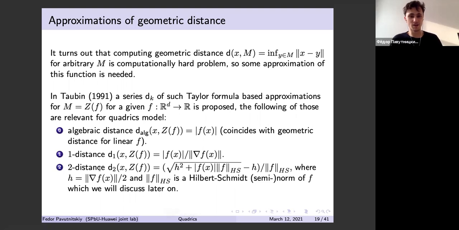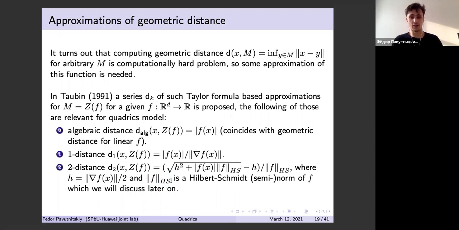So the next approximation is approximation of order 2, which we will call 2 distance. It has this maybe complicated, but not actually so complicated formula. It also involves algebraic distance. It also involves some norm of gradient. And it also involves something that is called a Hilbert-Schmidt norm of your function.